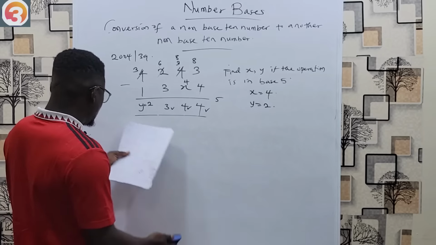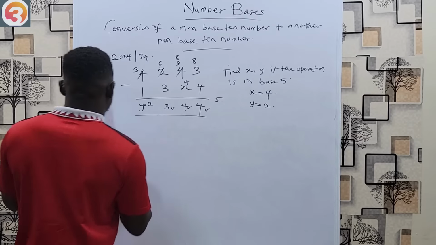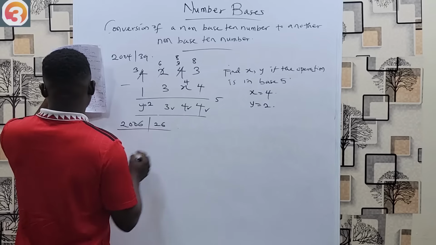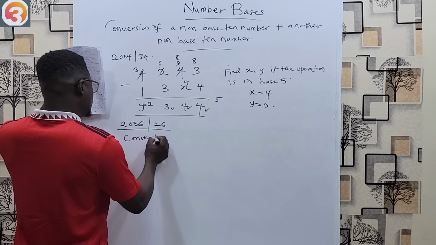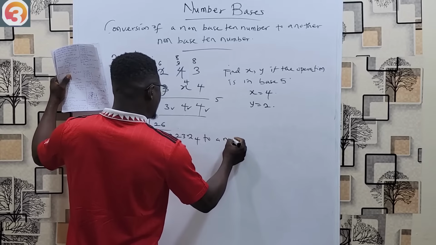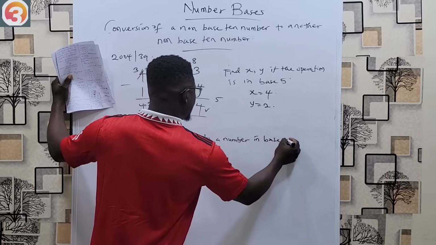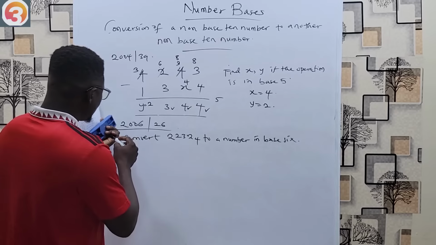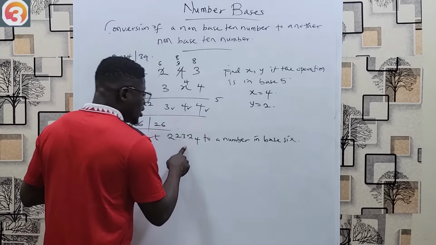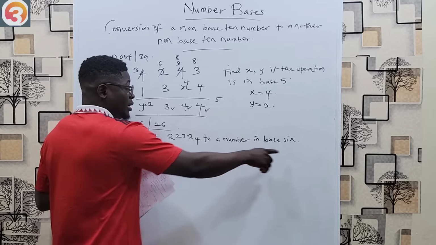Now let's go to the 2006 question, question 26. They say convert 2132 base 4 to a number in base 6. So that means the flow is to convert the base 4 number to base 10 first, then convert the result to base 6, isn't it?